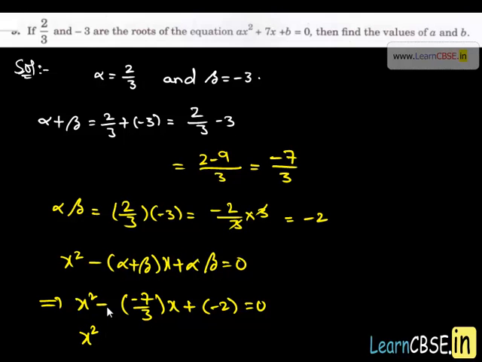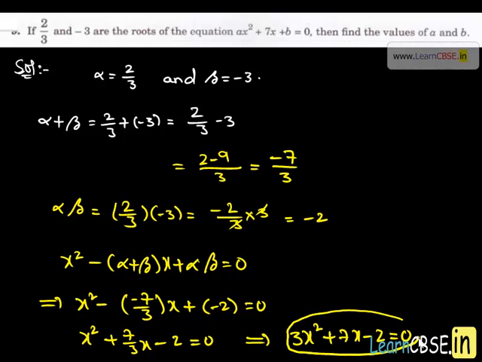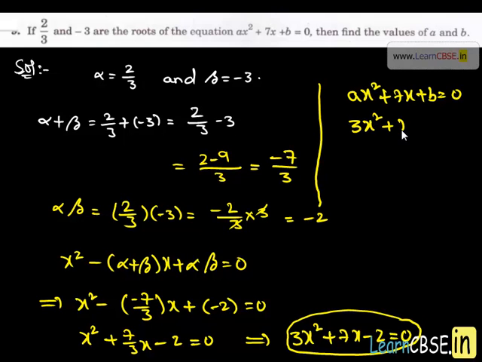On simplifying, we get x square. The product of two negatives is positive, therefore 7 upon 3 times x and plus of minus 2 is minus 2, which is equal to 0. By multiplying both sides with 3, we get the equation as 3x square plus 7x minus 2, which is equal to 0. Let us compare this equation with the given equation. Our given equation is ax square plus 7x plus b is equal to 0. We obtained equation as 3x square plus 7x minus 2 is equal to 0.